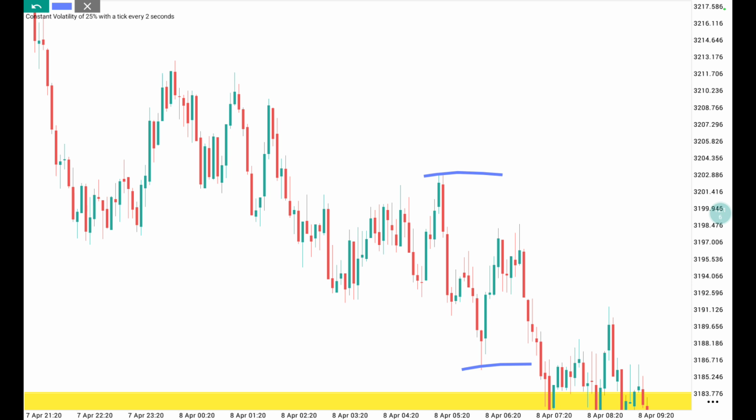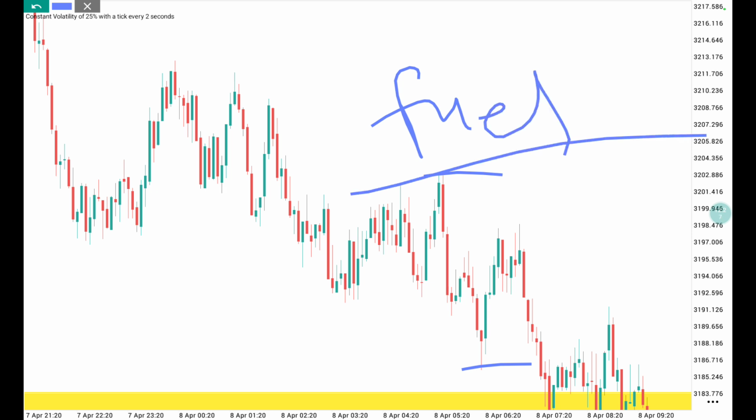Liquidity is liquidity. It doesn't matter if it's buy side or sell side. Money is money. Liquidity simply means money, and money is the fuel for price movement. When the big financial institutions put money into the market, volatility increases.